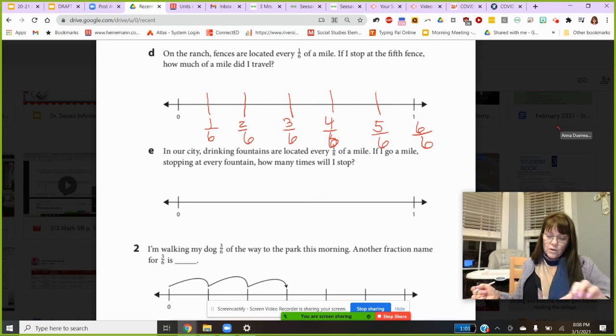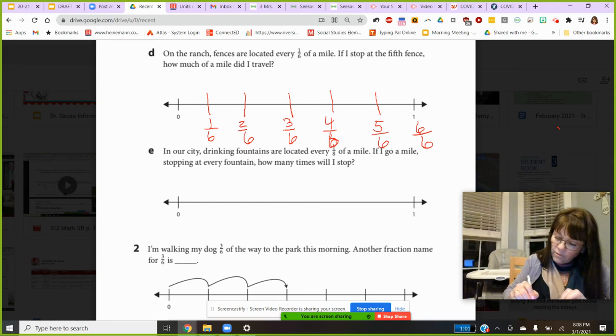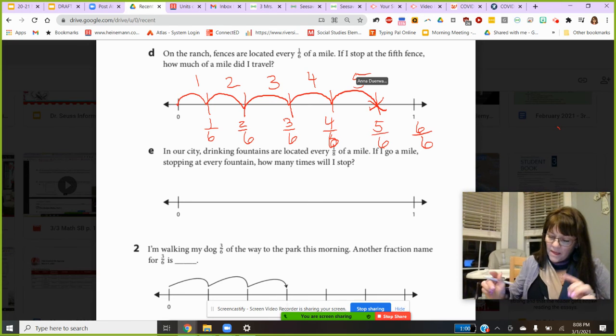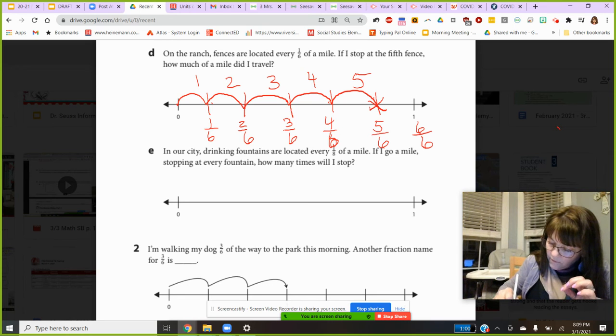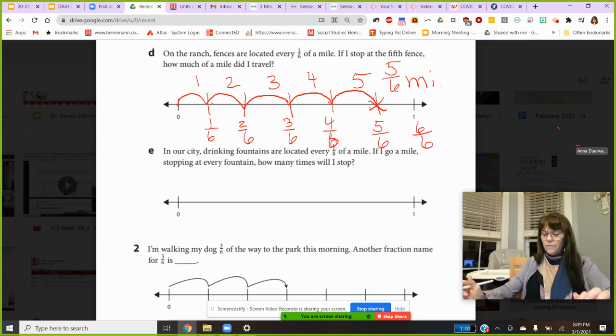All right, so okay, I stopped at the 5th fence. So I start here and I go 1, 2, 3, 4, 5. Five jumps. It's the 5th one. This is the 1, 2, 3, 4, 5. How much of a mile did I travel? 5/6 of a mile. That's how far. So that's your final answer.